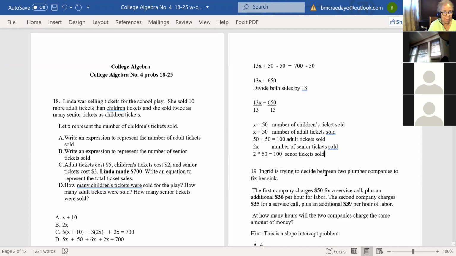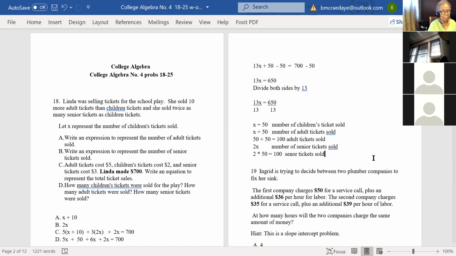All right, that's how we would solve that. Right away we were told at the beginning x was the number of children's tickets. Then the adults was 10 more, so that was our x plus 10. The seniors was twice as many, that's our 2x. So once we found x, the number of children's tickets, we can use these expressions to find the adult tickets sold and the senior tickets sold.